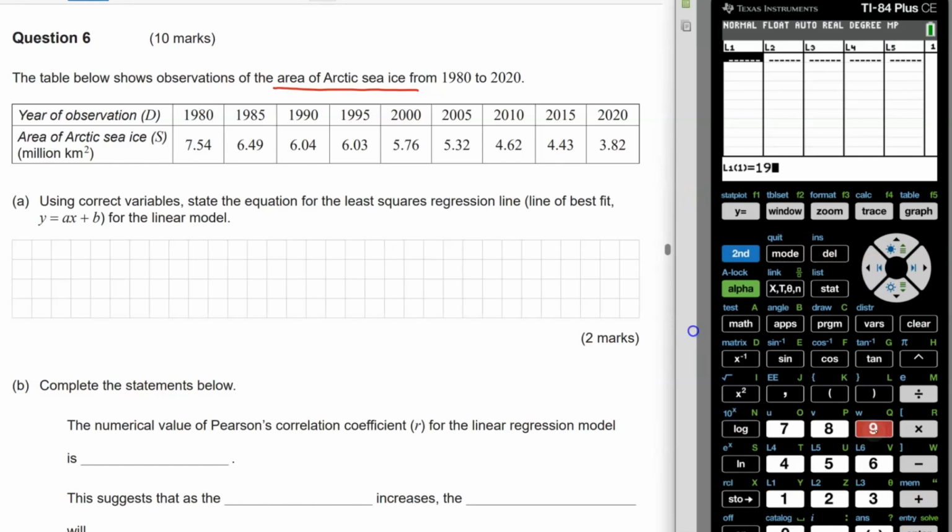So you're going to go 1980, 1985. Oops. So I've just gone ahead and entered the rest of those numbers from the table. So always double check your numbers after you've entered it. Don't want to get to the end and then realize that there was a mistake and have to redo everything.